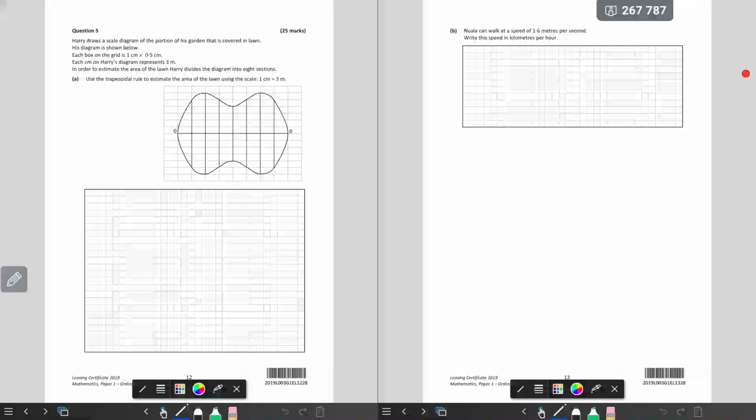Right, here we go. Question 5. So Harry draws a scale diagram of a portion of his garden that is covered in lawn. This diagram is shown below, and each box in the grid is 1 centimetre by 0.5 centimetres.